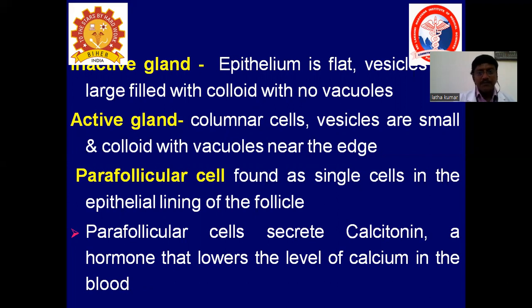Inactive gland: the epithelium is flat, the vesicles are large, filled with colloid with no vacuoles. Active gland: columnar cells, the vesicles are small, and the colloid has vacuoles near the edge. Parafollicular cells are found as single cells in the epithelial lining of the follicle. The parafollicular cells secrete the hormone calcitonin, which lowers the level of calcium in the blood.